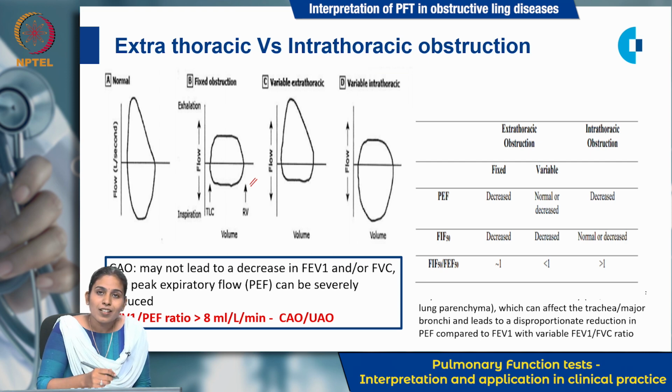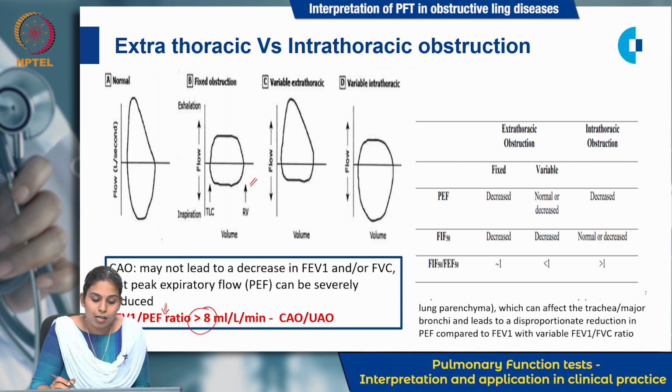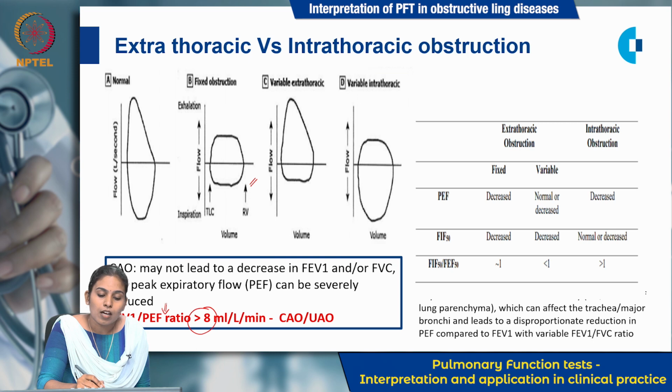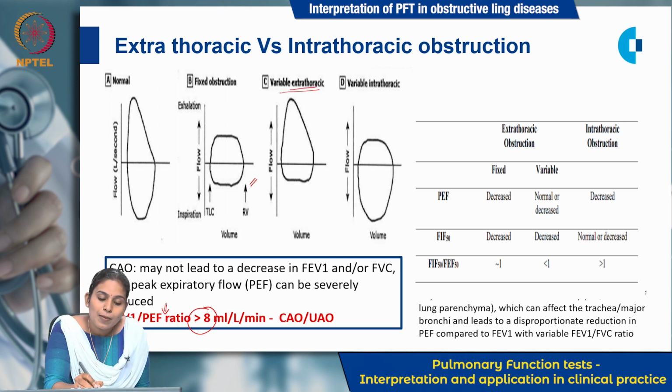Okay, so what they are trying to tell us is that in central airway obstruction, it impacts more on the PEF than on the FEV1. So this is what is causing this value to be more than 8 ml per liter per minute. The next will be variable extrathoracic obstruction. Some examples for this will be vocal cord paralysis and so on. In case of variable extrathoracic obstruction, there will be flattening of the inspiratory limb, whereas in variable intrathoracic obstruction, the flattening happens in the expiratory limb.